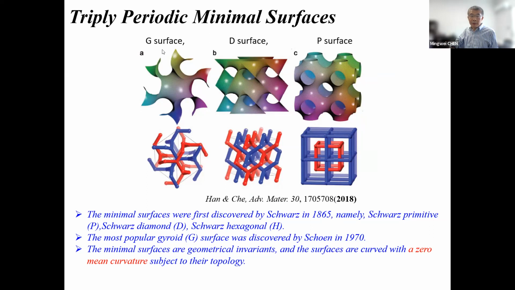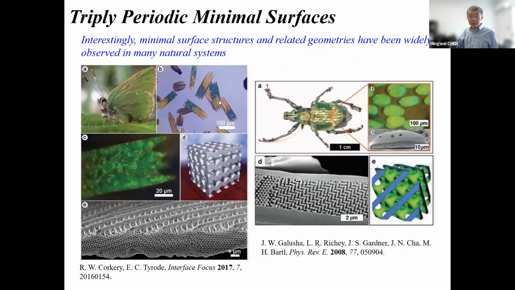As a unique point, these minimal surfaces all have a unique feature: they have zero mean curvature. So at any point, they have both positive and negative curvature. Mathematically, the configuration is not only beautiful, but in nature, many natural systems pick up this kind of configuration.